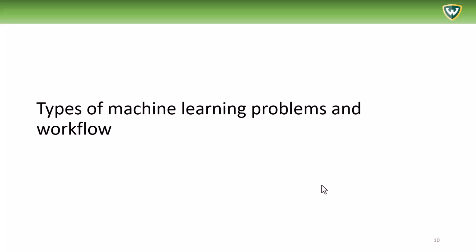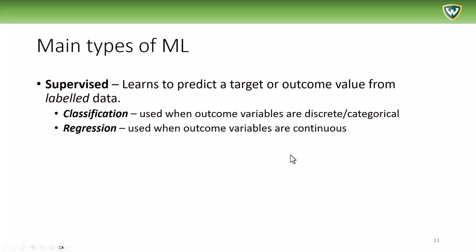Types of machine learning problems and the workflow. So here, let's talk about the main types of machine learning models. The first main type is supervised machine learning. Supervised machine learning learns to predict a target or outcome value from labeled data. And within supervised learning, there are two subtypes.